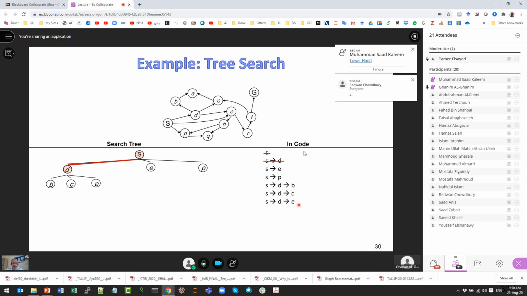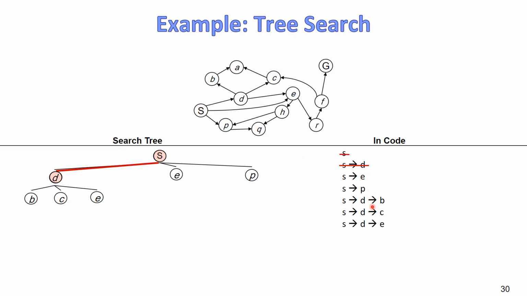Five. What are the five? S to E, S to P, S to D to B, S to D to C, S to D to E. Very good. Notice that E here appeared twice, but these are different plans. S to E is different from, of course, S to D to E. So we have five nodes now in the fringe.